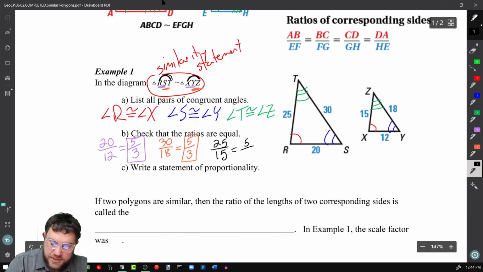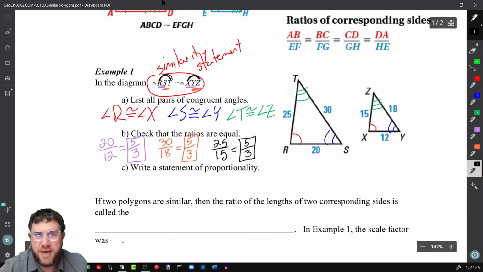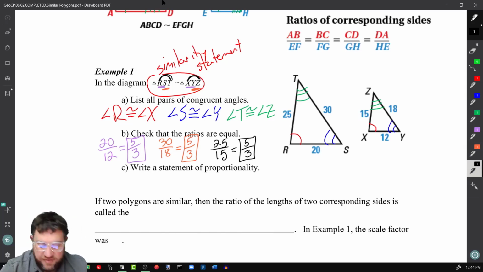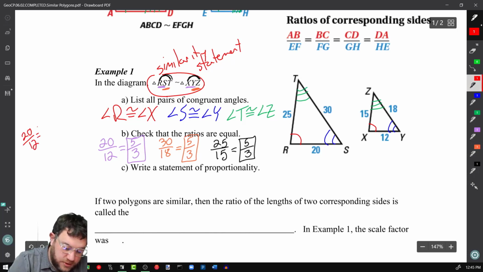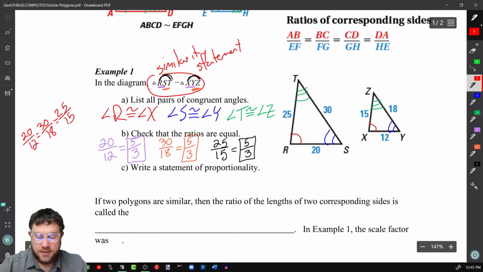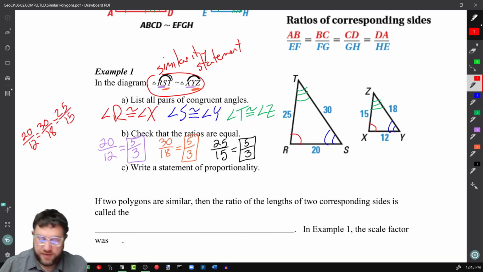And if we reduce that, if we put it in our calculator and do math enter, it's going to give us 5/3. So since all of these give us the exact same fraction, we know that their ratios are equal. We say that they are proportional, because we could set up a statement where we say 20/12 equals 30/18 equals 25/15.